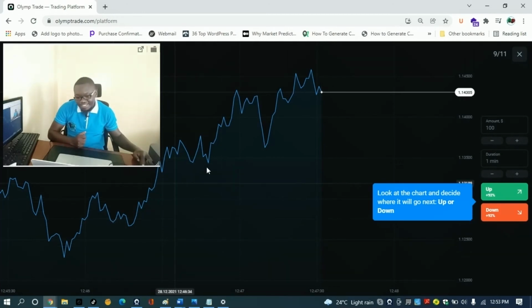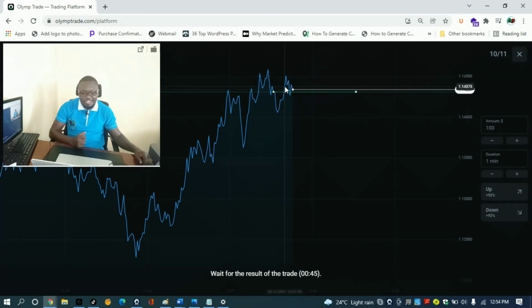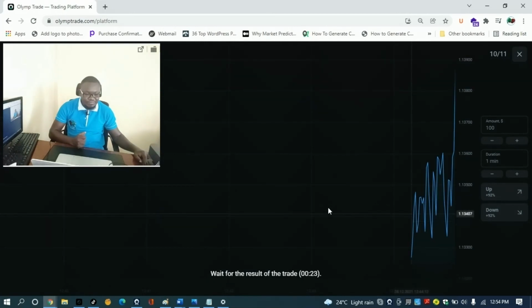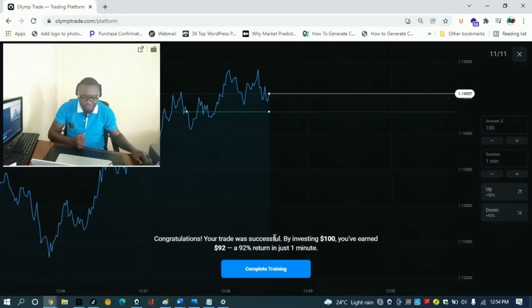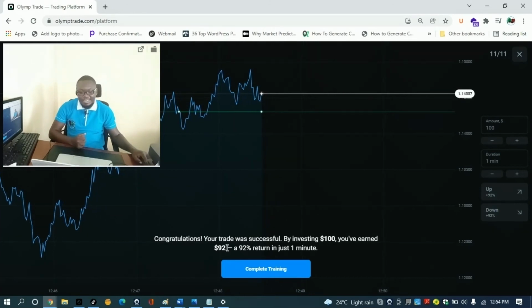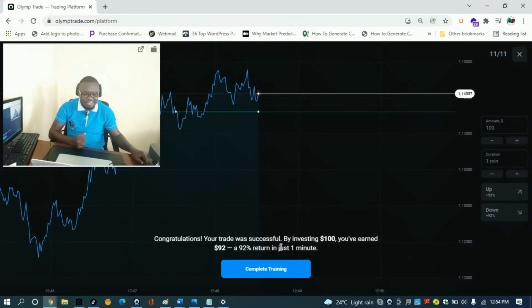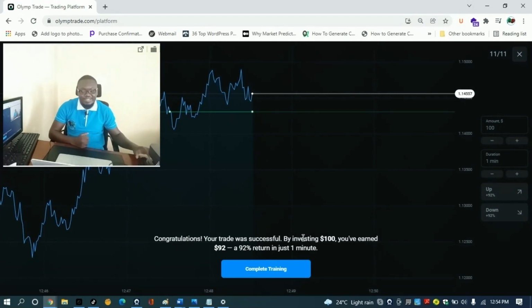Looking at this chart, I can predict that the next place that this asset is going to head to is up. So if we click on the up button, we wait for 1 minute, you'll see the time here counting. Then we will determine if we made a profit or not. So congratulations, your trade was successful. By investing $100, you earned $92, a 92% return in just 1 minute. So that is how you place your first trade in Olymp Trade.